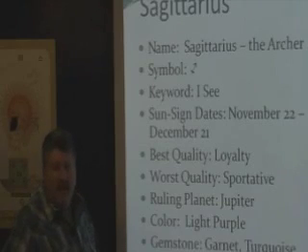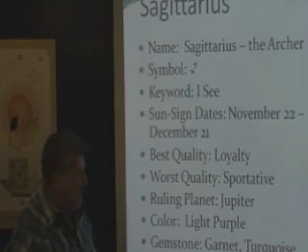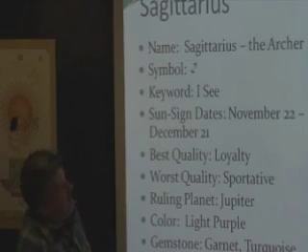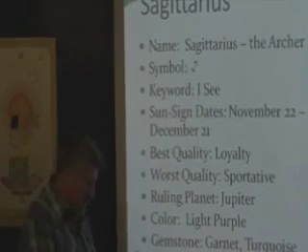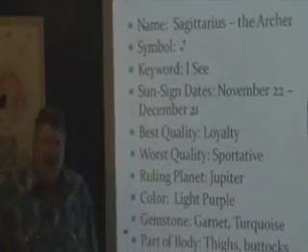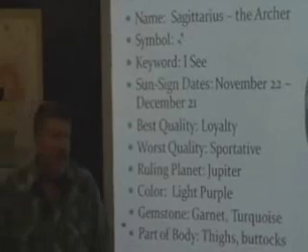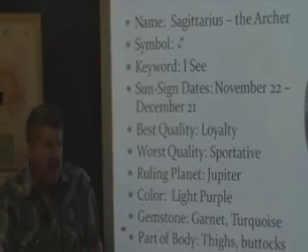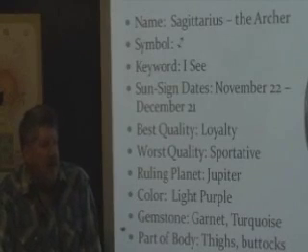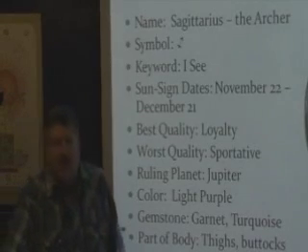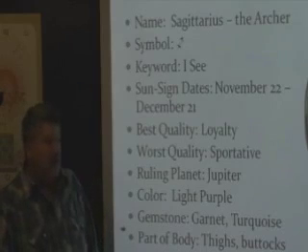The color is the lighter shade of purple, since it's the day sign of the planet Jupiter. And garnet and turquoise are considered to be the gemstones of Sagittarius. Sagittarius is pictured as a centaur, half horse, half man. So the buttocks and thighs are the part of the body that it rules. If you think about it, that is where our largest muscles are in the body. These are the muscles of locomotion. This is where we are able to propel ourselves forward in the world.